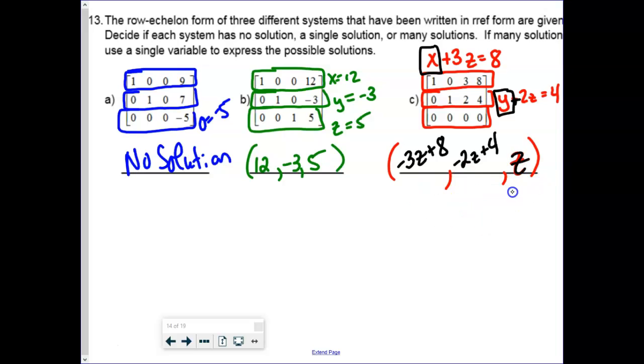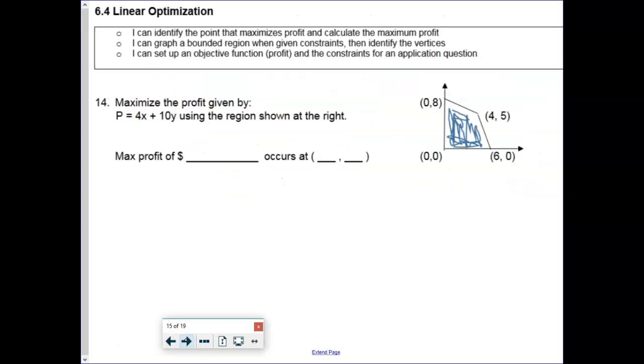So what we have here is an ordered triple that is in terms of z. So if I wanted to create a series of solutions that work for this, I would just pick my favorite number for z, I'd plug it in, and I get one particular solution that works. And then my neighbor could pick a different number for z, and they'd get a different solution that works. There's just a lot of solutions. There's infinitely many solutions. So I can't give a distinct one is the issue. So you will definitely see that question again.